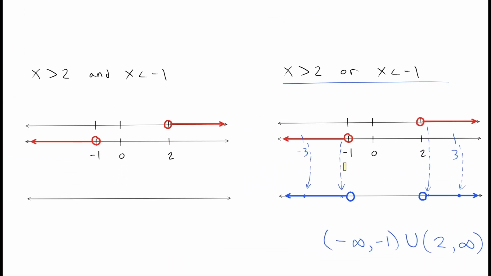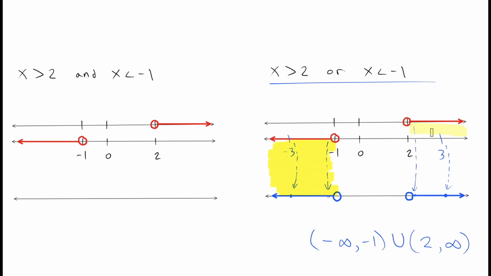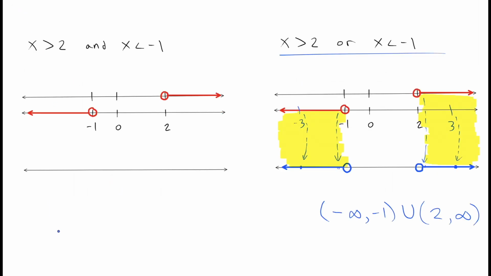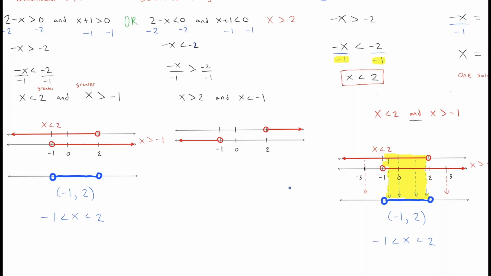Down here, I was able to keep everything to the left of -1, and I was also able to keep everything to the right of 2. However, what should I keep here? Yeah, you can't keep anything. We would say just empty set or just no solution there. And so that's what we have here for our problem.